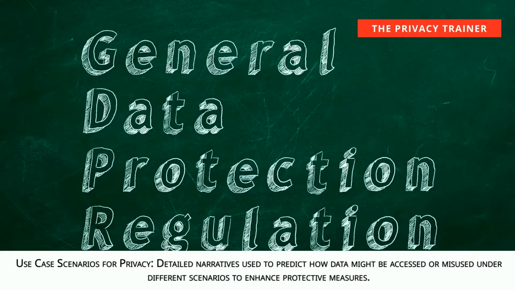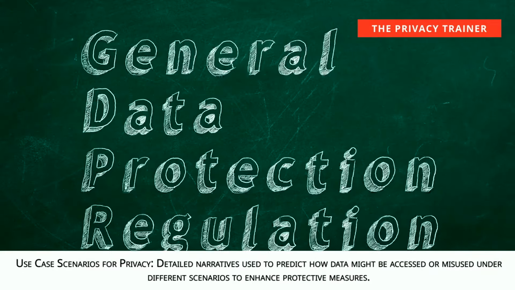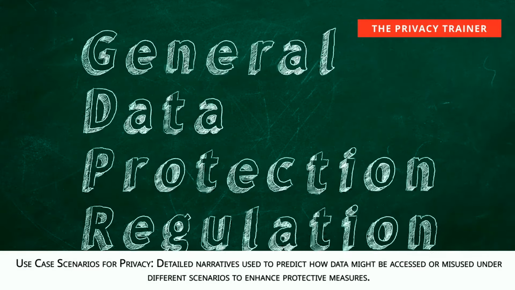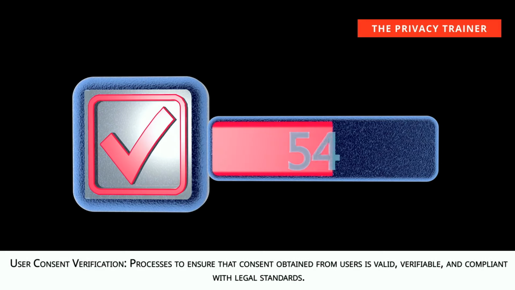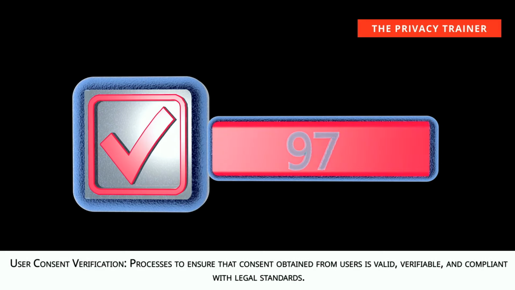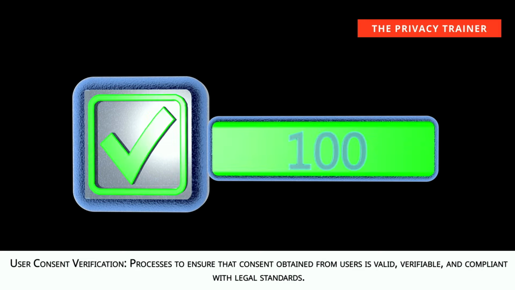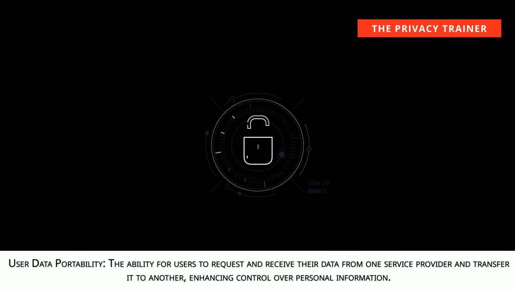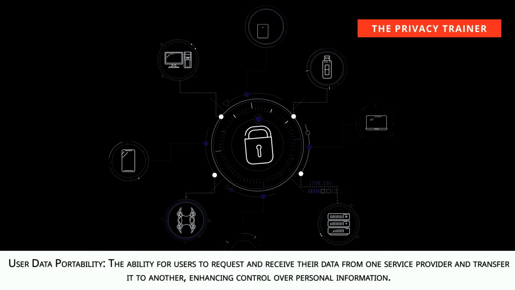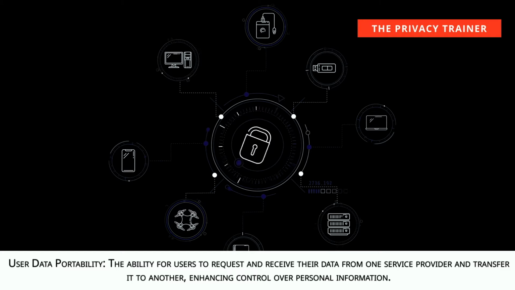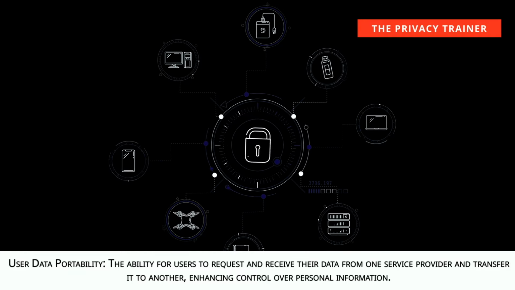Use case scenarios for privacy, detailed narratives used to predict how data might be accessed or misused under different scenarios to enhance protective measures. User consent verification, processes to ensure that consent obtained from users is valid, verifiable, and compliant with legal standards. User data portability, the ability for users to request and receive the data from one service provider and transfer it to another, enhancing control over personal information.